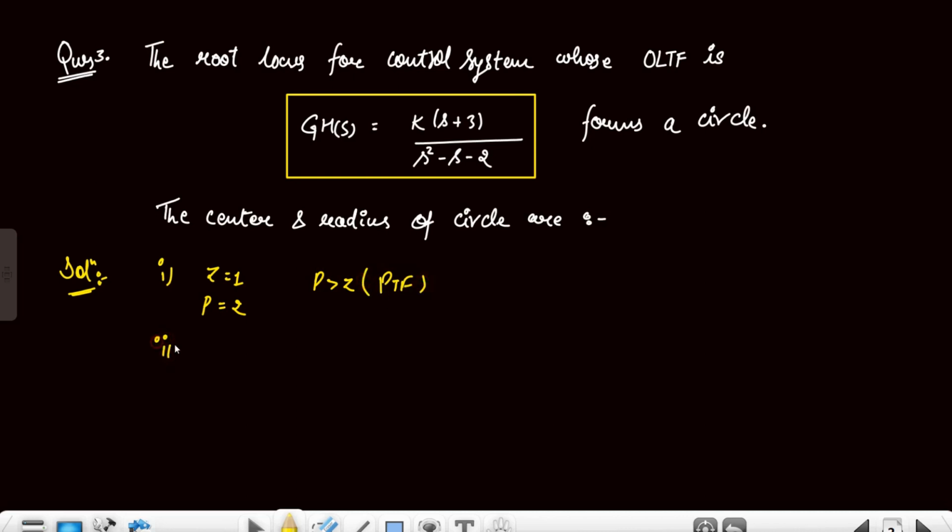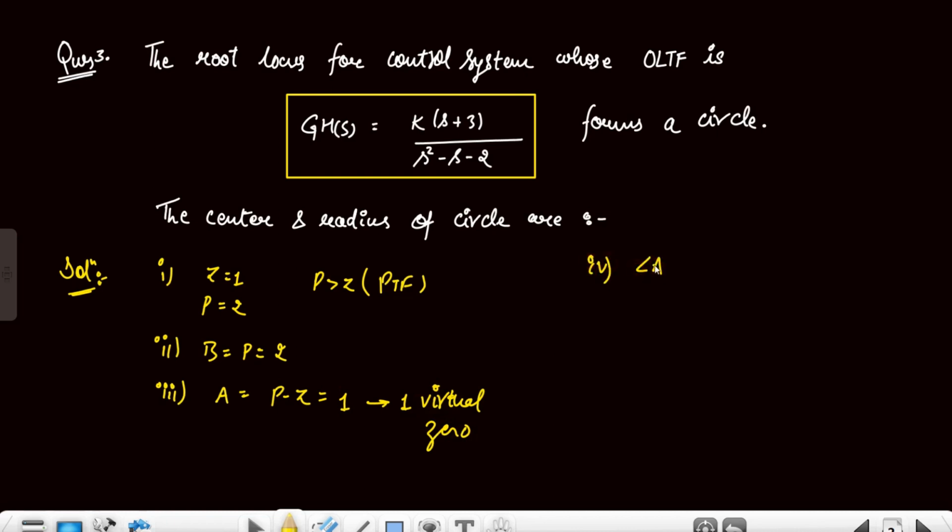Now second is the branches of this root locus plot. Whenever the poles are greater than zeros, branches is simply equal to poles. So there are two branches in the root locus plot of this OLTF. Third is the asymptote. Asymptotes equal P minus Z whenever poles are greater than zeros. So there is one asymptote, and it means there will be one virtual zero.